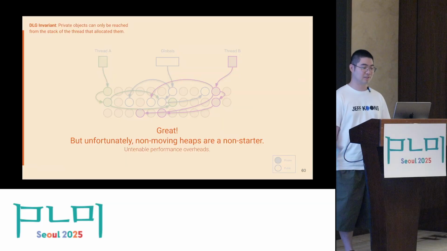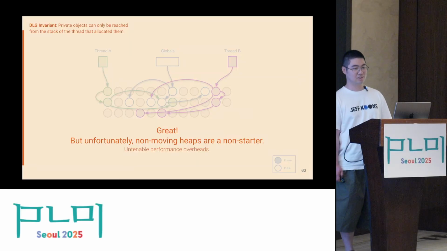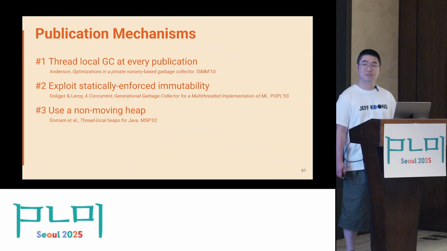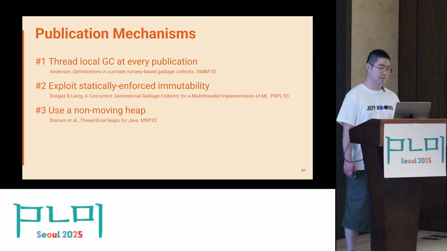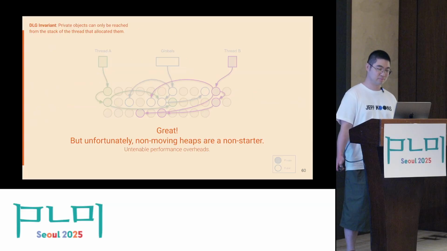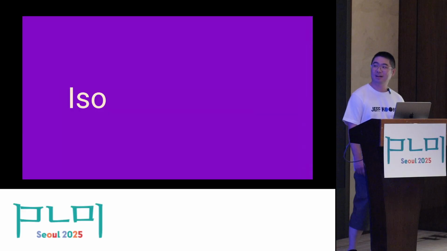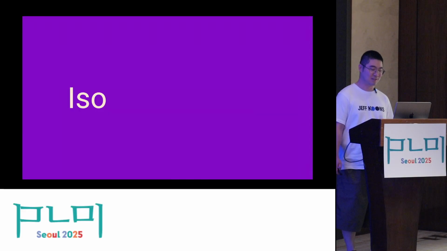But unfortunately, non-moving heaps are non-starter. We know they suffer from fragmentation and bad locality. So this is a quick summary of the existing solutions, and unfortunately, none of them is working. So apparently, ISO needs to find some better solution, right?